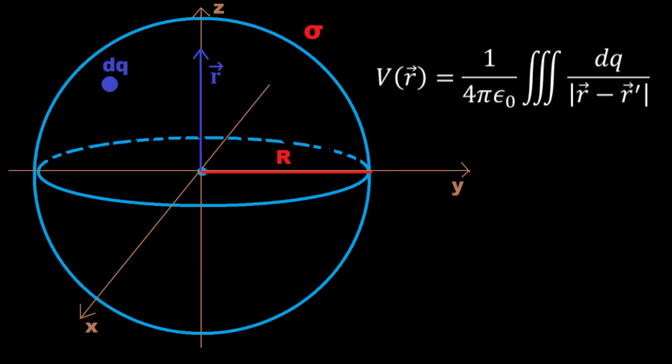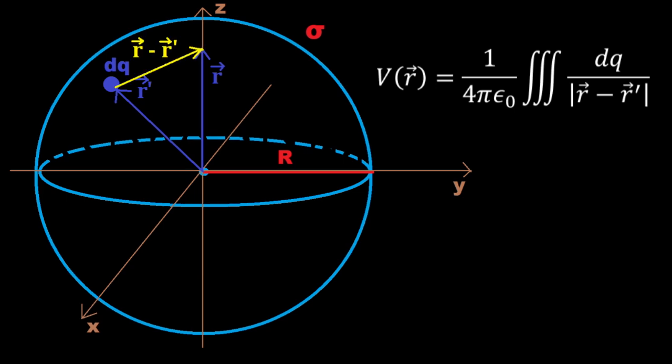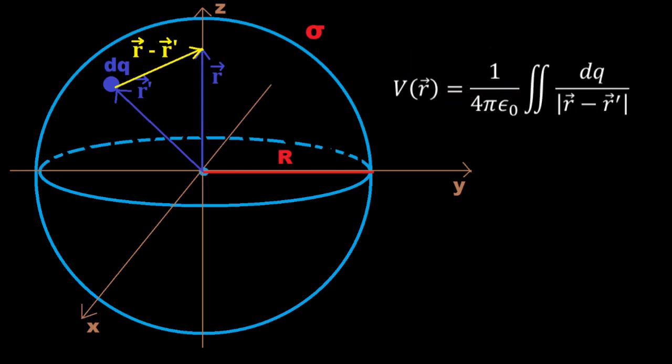r is the vector that spans from the origin to the point where we want to find the value of the field or potential, and r prime is the vector that spans from the origin to some point dq on the sphere. Their difference is the distance between charges dq and the point at which we want to calculate the field or potential. Since the spherical shell is just a curved surface, we don't do triple but double integration.